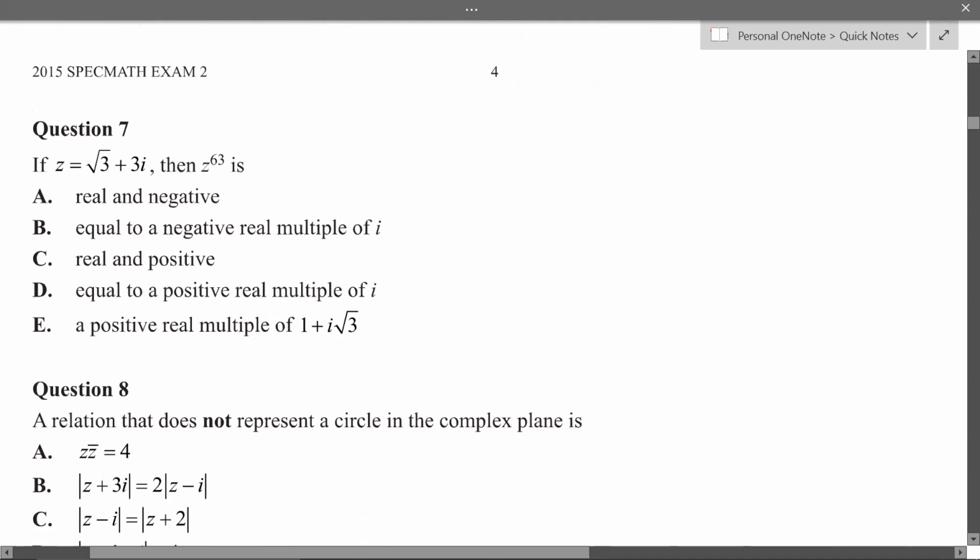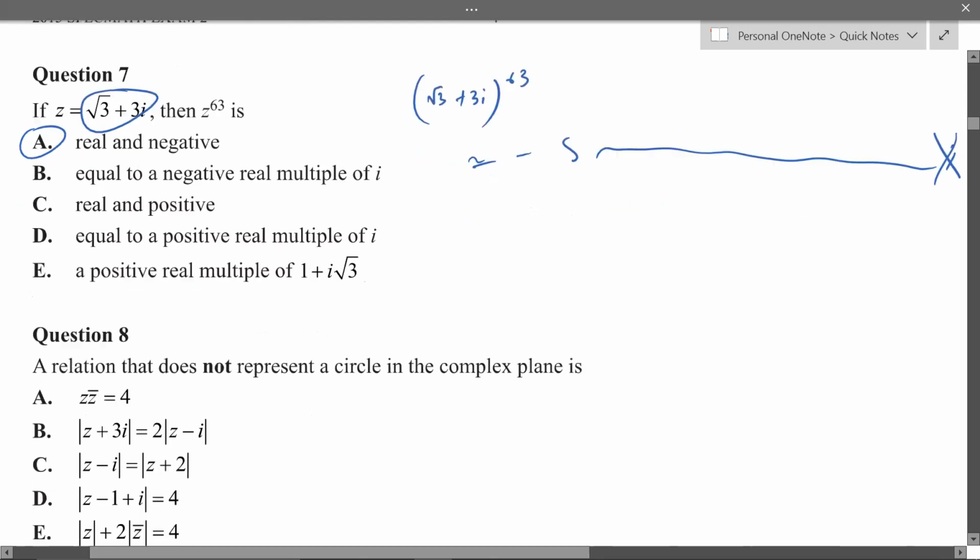So question 7. For this one, you don't have to do anything. You can just put this into your CAS and raise it to the power of 63, and it'll quickly give you an answer. I got like -5. There was a lot of numbers, but it's negative and it's a real number. If you look at the end, there's no i. So that's pretty much it. You can just see that it's real and negative.